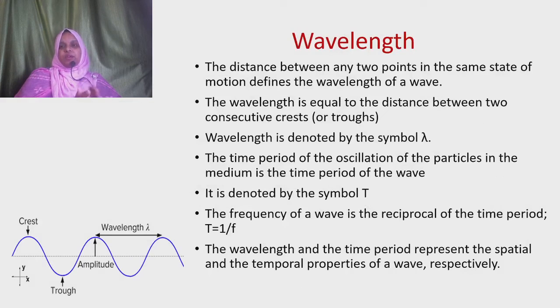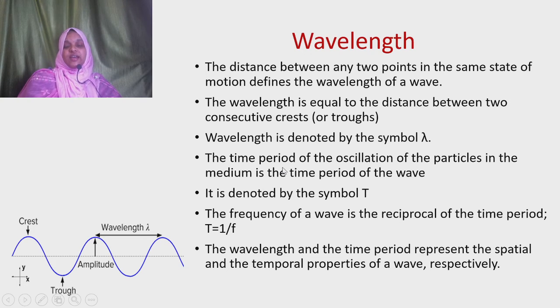Then the next important property of a wave is wavelength. What is a wavelength? Distance. Here in this figure you can see that there are two adjacent crests. The distance between the midpoints of these adjacent crests is equal to the wavelength of this wave. Or in general we can define wavelength as the distance between any 2 points in the same state of vibration. Wavelength is equal to the distance between two consecutive crests or two consecutive troughs. Wavelength is always denoted by the letter lambda, and lambda has the unit of distance.